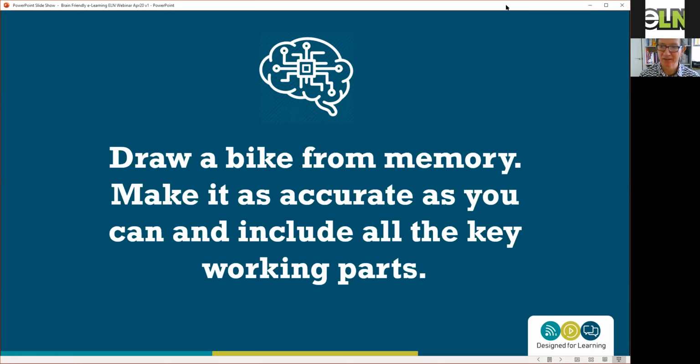Good. So normally I embarrass lots of people at this point and get them to share their lovingly drawn bikes. Sadly, on this webinar, we can't quite do that. But if you want to, after this presentation, take a little photograph of your bike and share it on Twitter or LinkedIn or somewhere, and give it the hashtag eLN event, and add the eLN Twitter handle. That'd be quite nice to see some of your bikes.